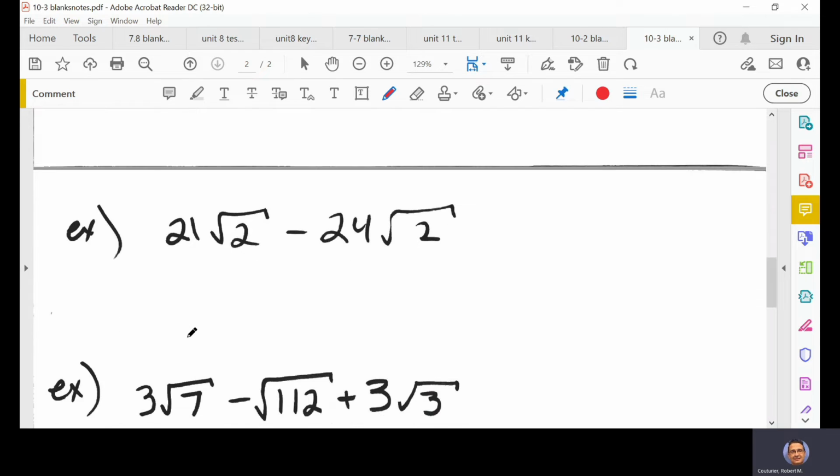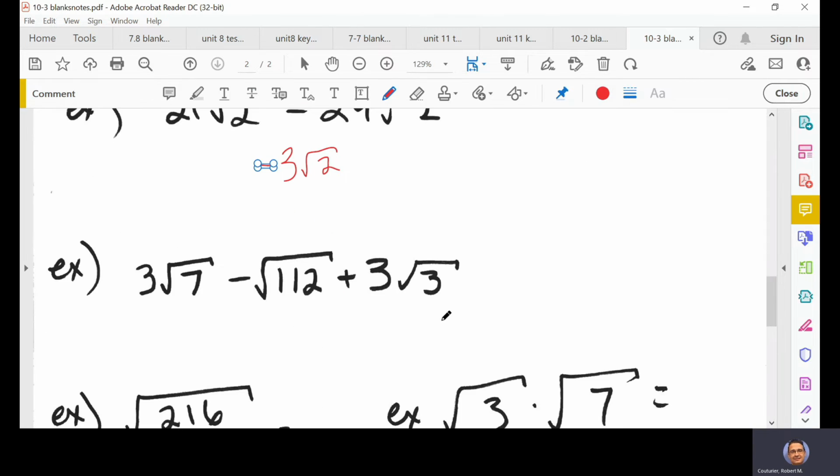I'm going to keep going here. Oh, look at this. Subtraction. Guys, it works the same way, right? If you have 21 of these, and these just happen to be square root of 2, and you take away 24, so you're starting off with 21, and you're subtracting 24, we end up with negative 3 square roots of 2. That's how it works. Easy peasy. But now we have 3 terms we're dealing with.